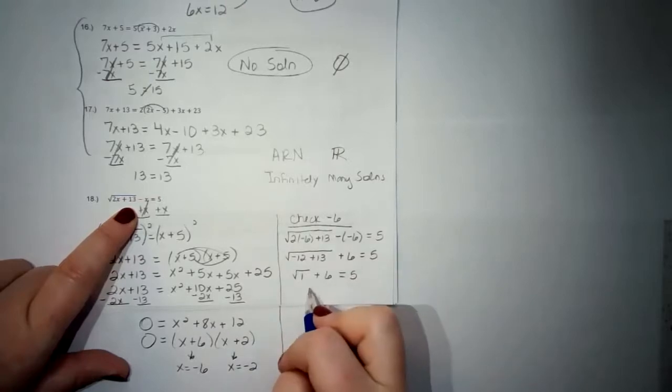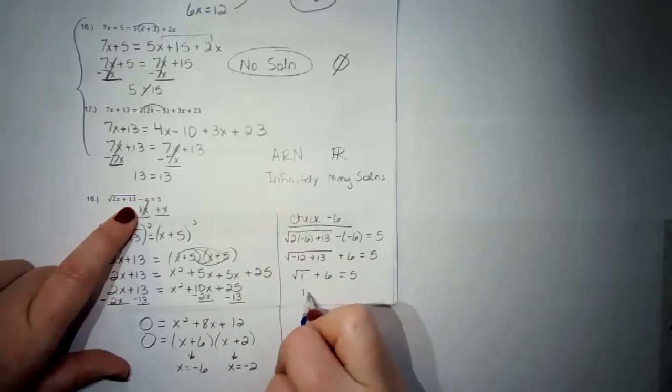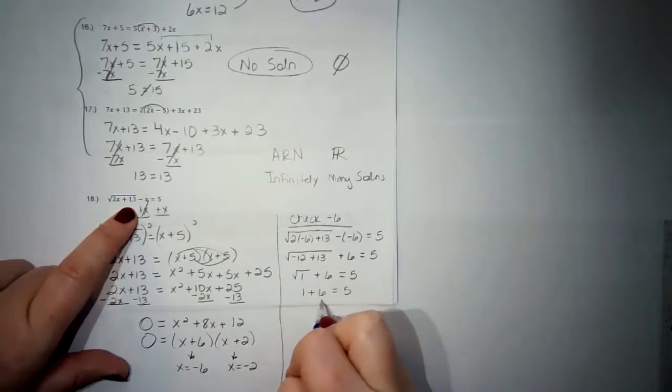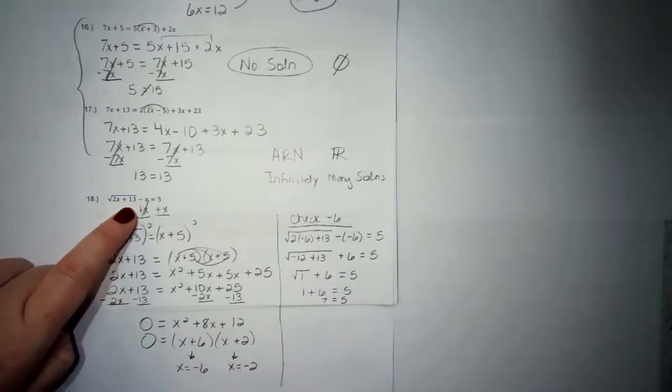Okay. What's the square root of 1? 1. So that says 7 equals 5. Does that one work? No. So in that case, this guy does not work. Then it's going to have to be the other one because one of them is going to work for you.